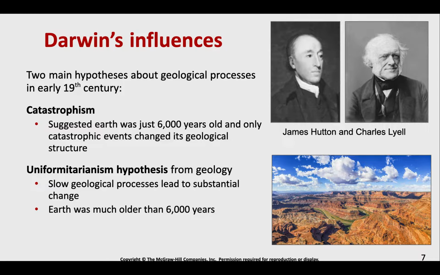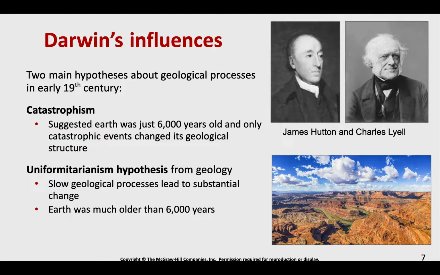At the same time, there were some theories about the geological processes that we see in our world and how they came to exist. One of them was catastrophism. This is the idea that the Earth is about 6,000 years old, and catastrophic events changed its geological structure. If we think about the Grand Canyon down here at the bottom, the idea was that it was less than 6,000 years old, and it took a huge catastrophic event to carve out this canyon in a matter of years. That was the prevailing thought at the time. But we also have this thought that crept in about uniformitarianism.